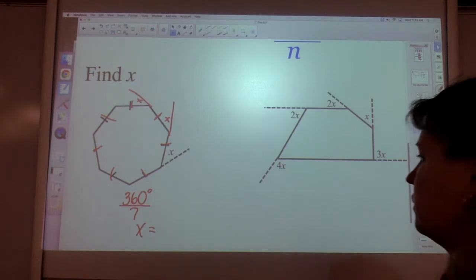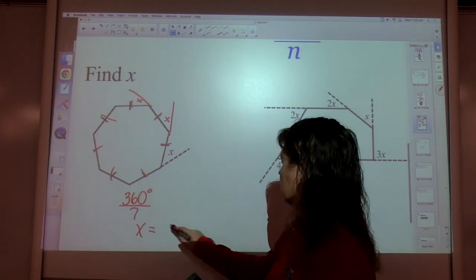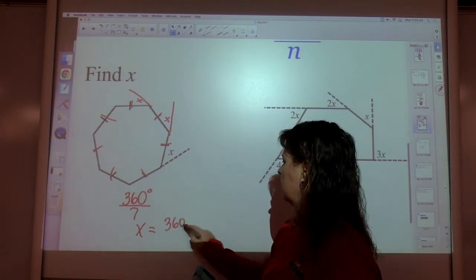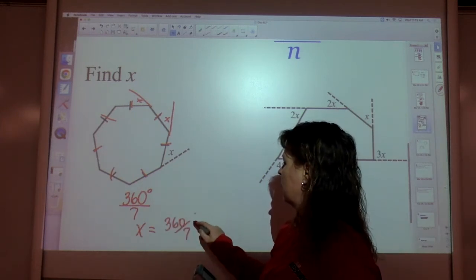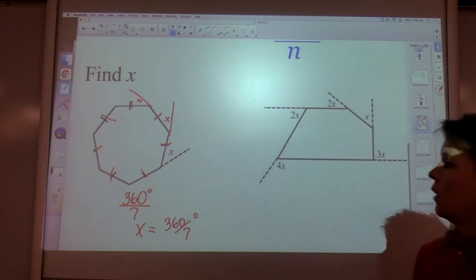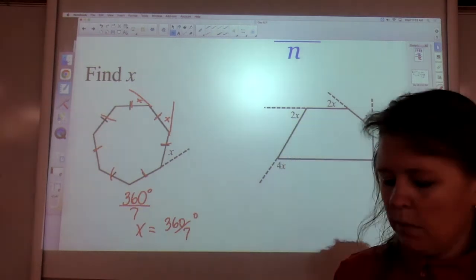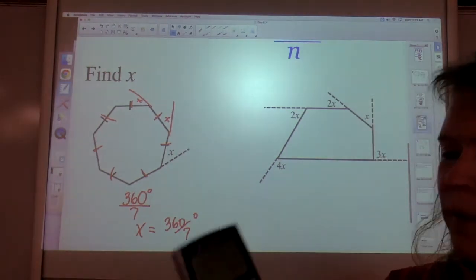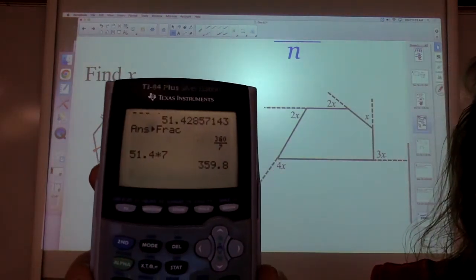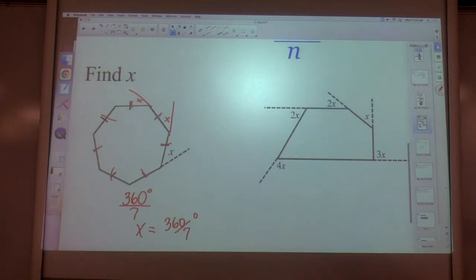Reduced fraction as far as you can, which you can't. 360 divided by 7. That's how many degrees each one of those angles is. You can't round it, because if I rounded it to 51.4 and multiplied that by 7, it doesn't add up to 360 degrees. So 360 over 7 degrees, it's about 51.5 degrees.